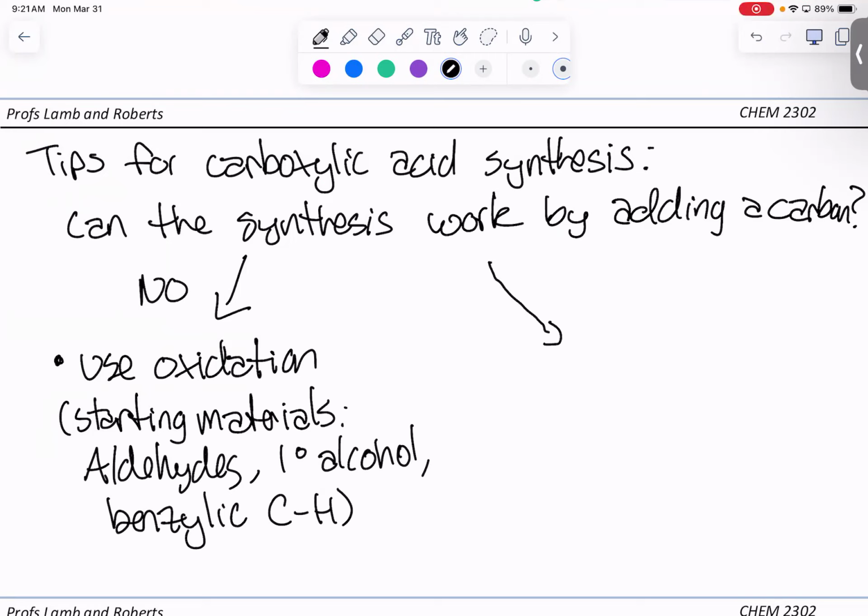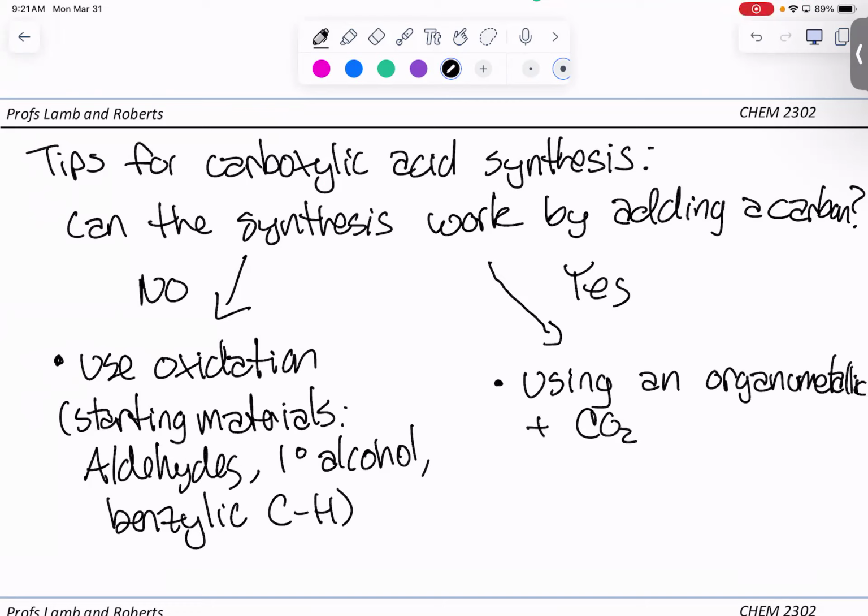All right, what if our answer to this question of, do you have to add a carbon, is going to be yes. And we can think about doing things like using an organometallic plus CO2, right? That's going to give us our carboxylic acid. We're going to add in that carbon here. All right. Or if the answer is yes, we can add a cyano group.